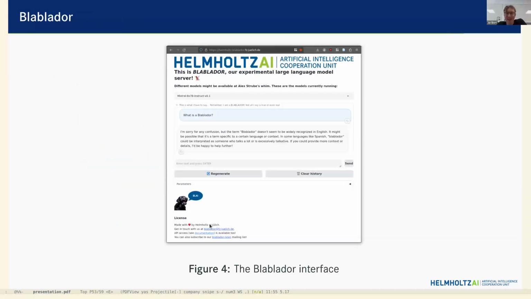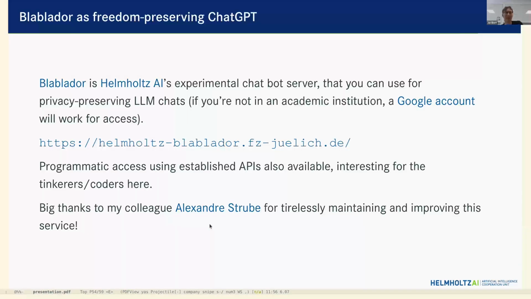Final thing regarding applications, a colleague of mine called Alexandre Strube wrote our own chatbot interface called Blablador, and you can also use this. Blablador is our experimental chatbot server, and it does not collect any data. It's free. If you're not in an academic institution, you have to sign in, for example, with a Google account. And you can find it on this website here, helmholtz-blablador.fz-jülich.de. And you can chat with various LLMs, depending on what is available, which our dear Alexandre always decides.